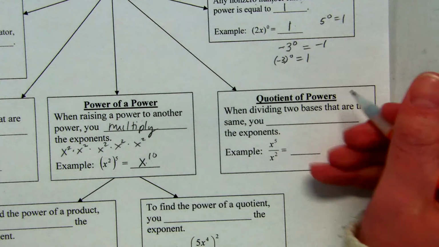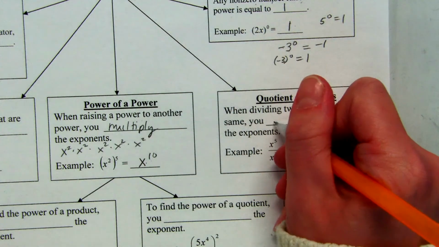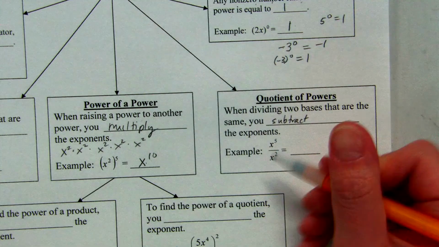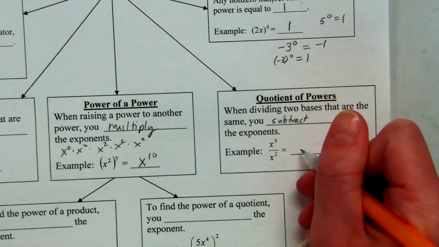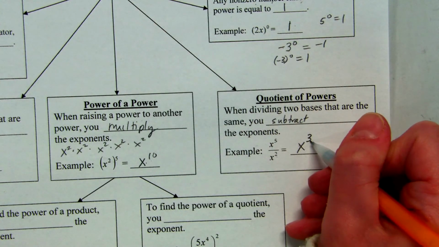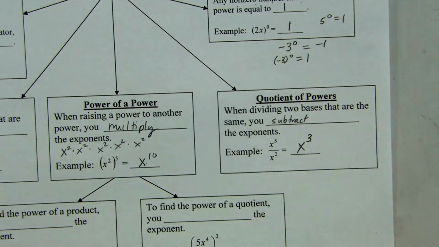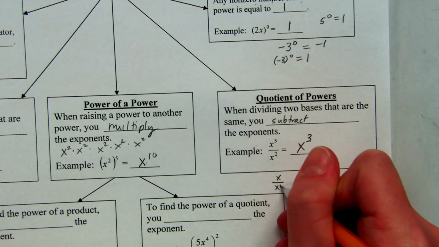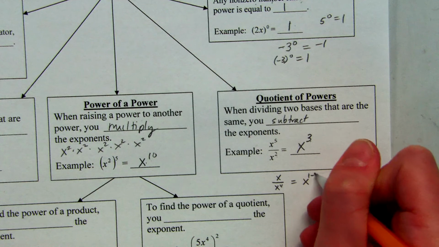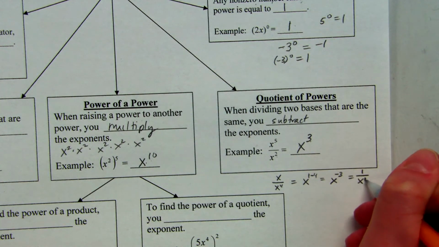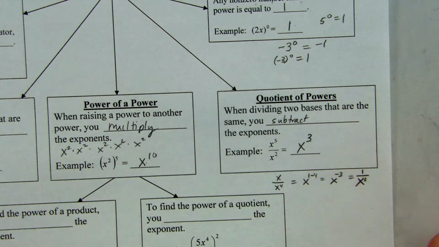All right, quotient of powers. When dividing two bases that are the same, you subtract the exponents. So here's your example. X to the 5th over x squared comes out x to the 3rd, because 5 minus 2 is 3. If you end up with a negative, then you would flip it. So just to give you an example of that, if I had x over x to the 4th, I would have x to the 1 minus 4 power, which is negative 3. I'd make it 1 over x to the 3rd. So if you do end up with a negative power, remember you have to flip it.